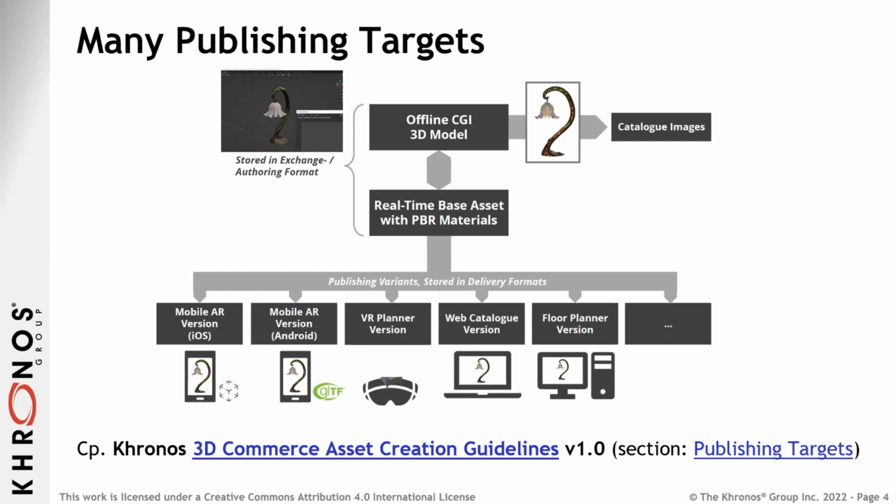And that data is usually stored in some kind of authoring format. So you can open the scene, make changes, and render it again. That, however, is not anything that we could use in real-time applications, right? And you can see some examples on the bottom, like let's say we want to render the asset on a mobile device, on iOS or Android. We want to use it maybe in some floor planner, maybe in a web catalog, and so on. And all these different applications have slightly different requirements on the data, right? When it comes to file size, polygon count, texture resolution, etc.